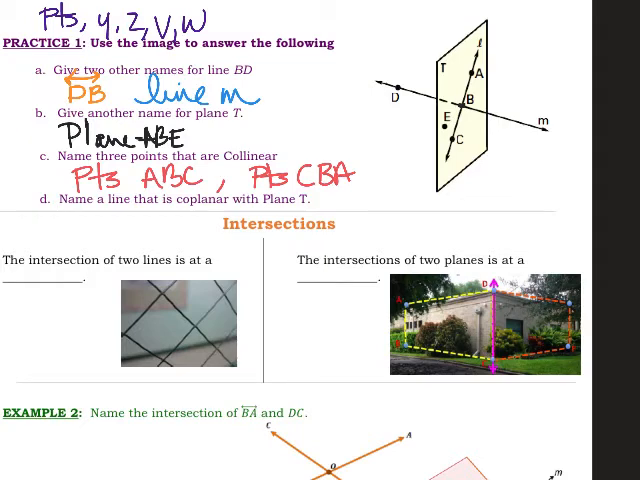Good. And how many letters do we use to name a line? 2. We're naming a line. Good. So line A to B. Okay.